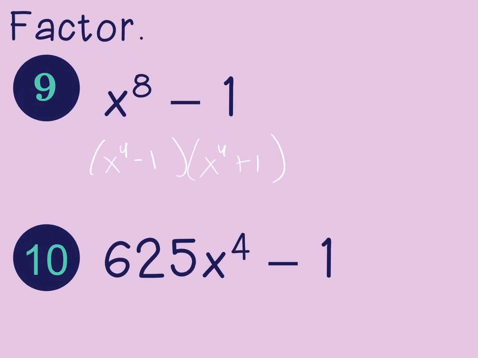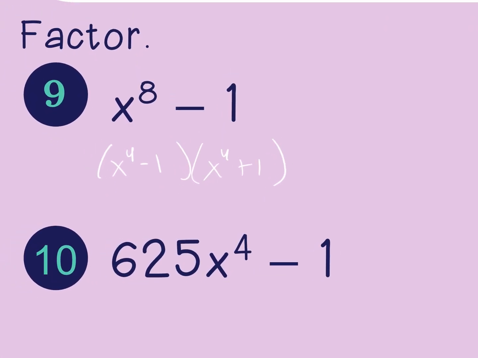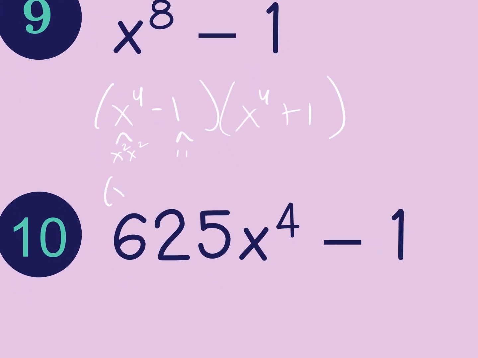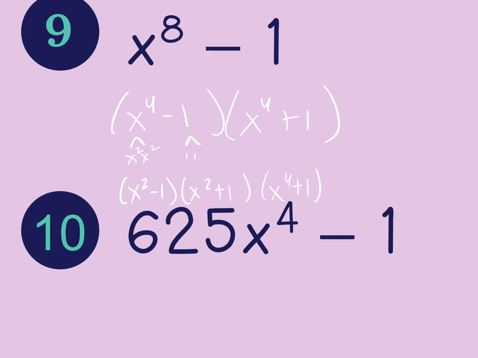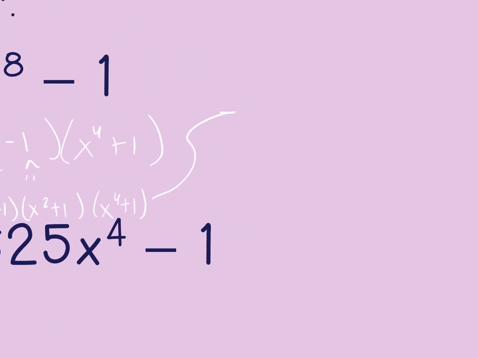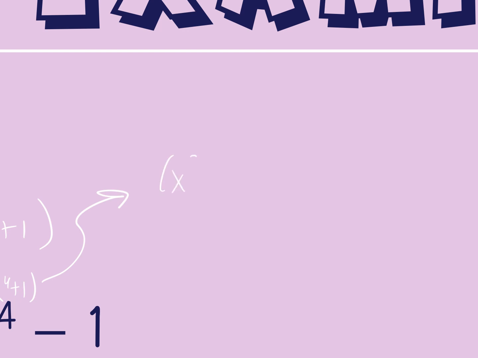Now I say, okay, can I break this down anymore? Is anything the difference of perfect squares? Well, I see a minus sign, so that's going to give me a difference right here. So I can break this down, x and x squared, and 1 and 1. So this is going to give me x squared minus 1, x squared plus 1, and then I still have my x to the fourth plus 1. And again, guys, we're always trying to simplify as much as we possibly can. So I'm going to come over here and figure out this for a second. I have x squared minus 1, x squared plus 1, and x to the fourth plus 1.